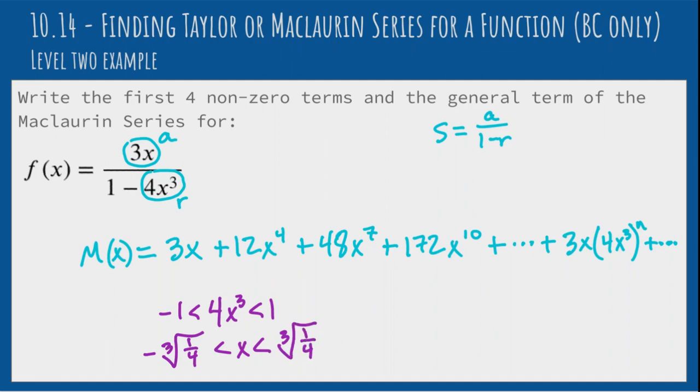So this is actually a pretty small interval of convergence. It's only going to converge for this interval right here. But on that interval, this Maclaurin series that we just wrote is equal to the function.